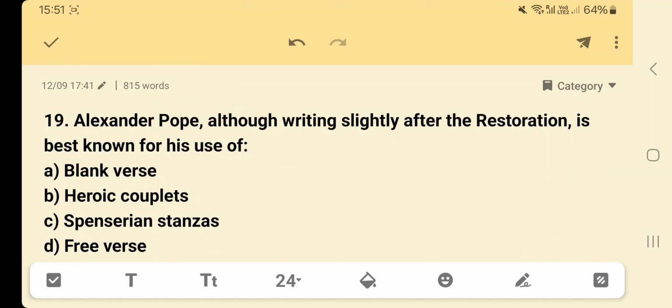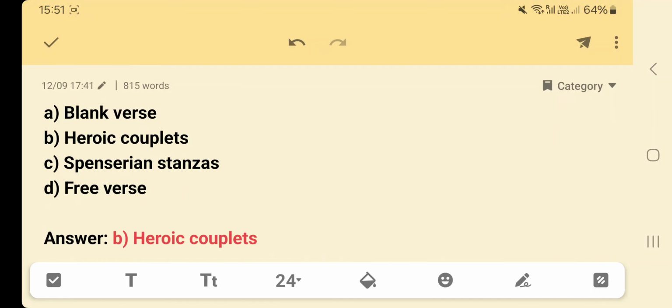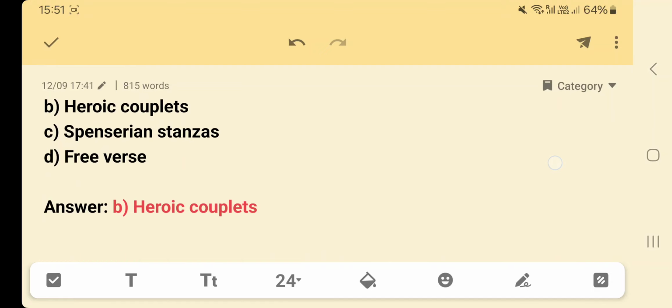Alexander Pope, although writing slightly after the Restoration, is best known for his use of option A, blank verse. Option B, heroic couplets. Option C, Spenserian stanzas. Option D, free verse. Answer: option B, heroic couplets.